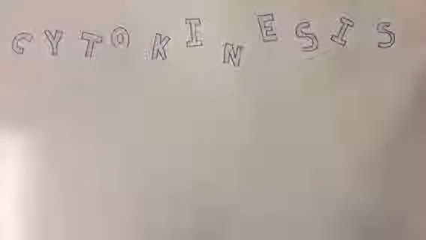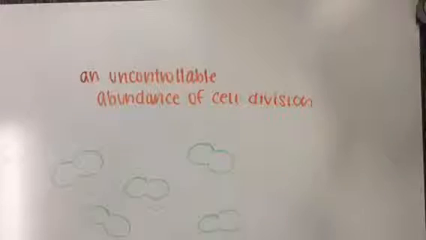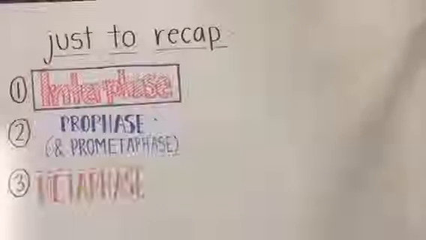So that's the cell cycle all complete, but there may be one more question you're asking. How is mitosis affected when it spins out of control like in the event of cancer? This creates a chaotic abundance of cell division which makes thousands of more cancerous cells forming tumors. And that's mitosis all wrapped up.